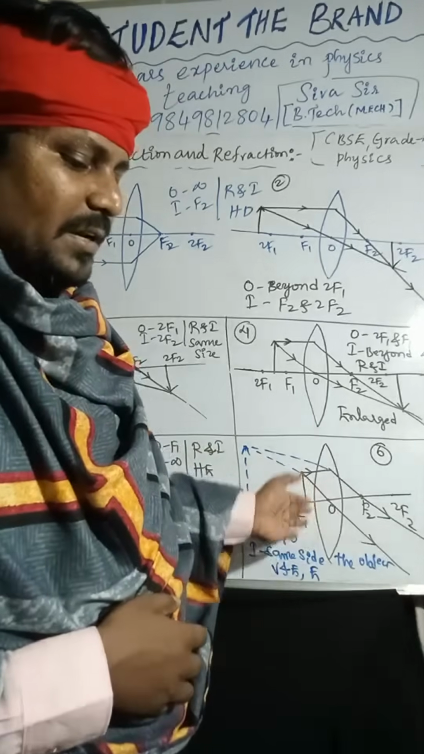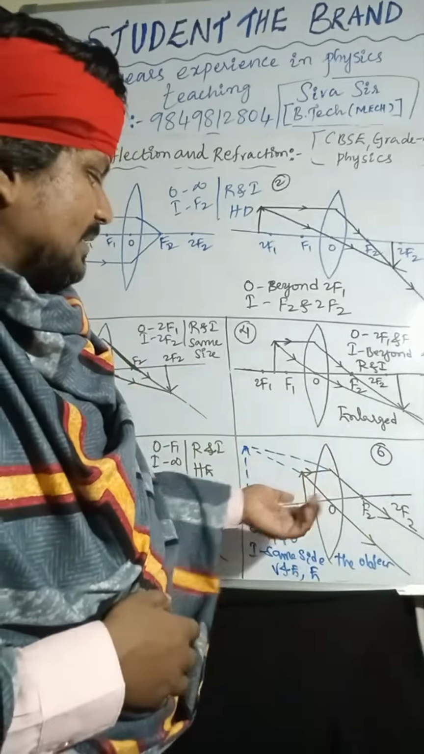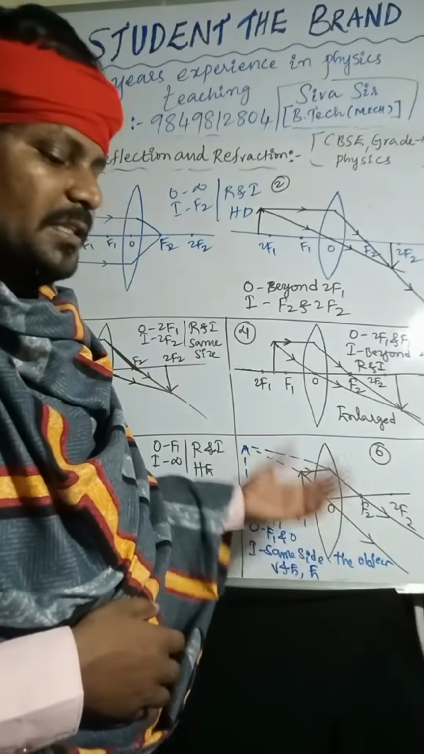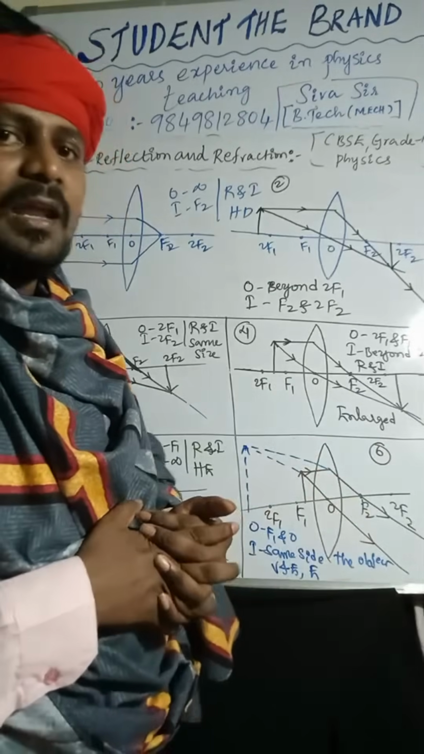Object placed between f1 and O, the image will form on the same side of the object. Nature of the image is virtual, erect and enlarged.